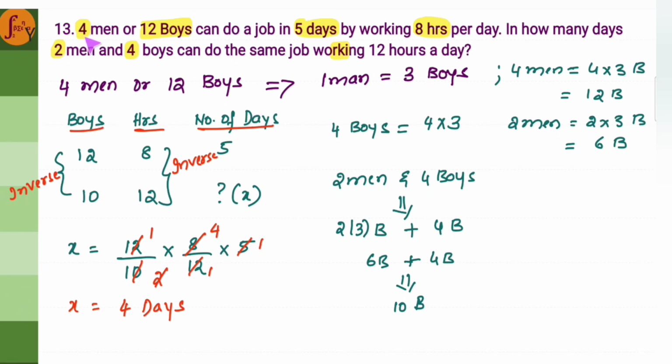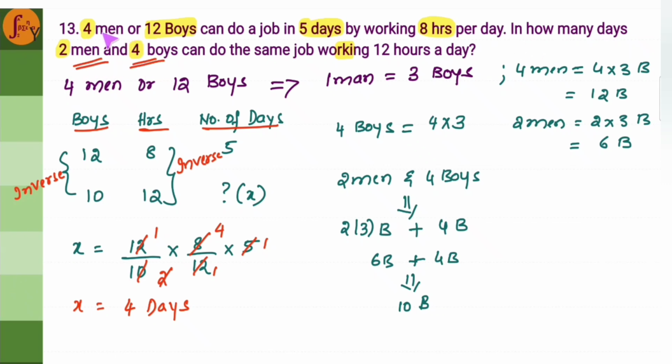Now they have told 4 men or 12 boys. In how many days can 2 men and 4 boys do it? What we have to do is get these men and boys to one parameter. Either you make men into boys or you convert boys to men. Now 4 men is equal to 12 boys. Why am I saying that? Because 4 men can do a job in 5 days, or instead of 4 men, 12 boys can do the same job in 5 days. So to get the job done in 5 days, either you need 4 men or you need 12 boys. That means 4 men is equal to 12 boys.